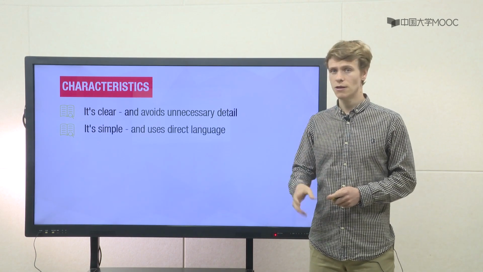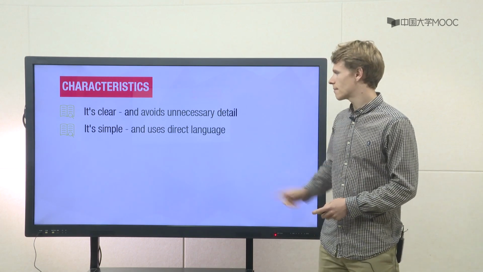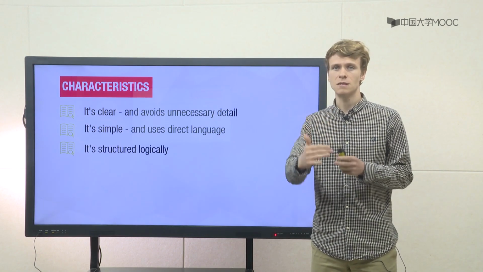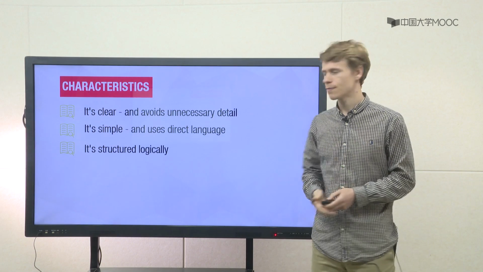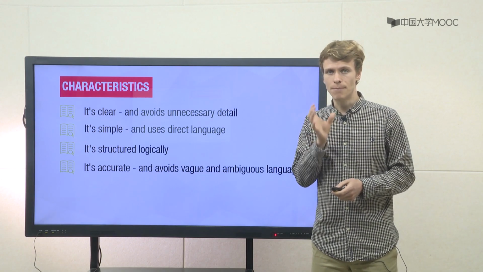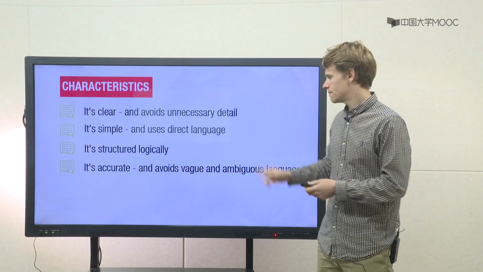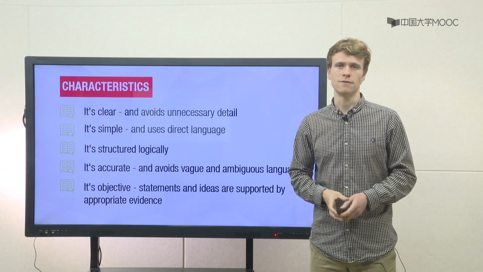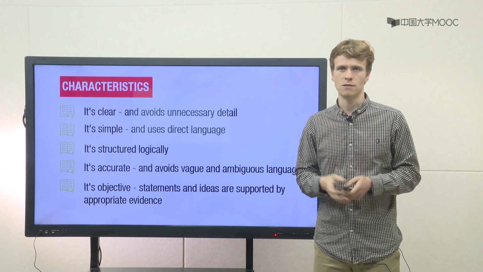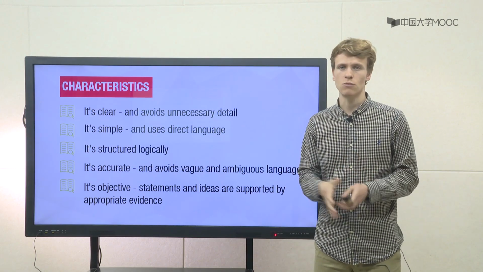It's simple and it uses direct language, avoiding vague or complicated sentences. It's structured logically, so that ideas and processes are expressed in a logical order. It should also be accurate and avoid vague and ambiguous language such as about, almost, maybe. And it's also objective. That means that your statements and ideas are supported by evidence that demonstrates how your conclusions have been drawn and acknowledges the work of others.